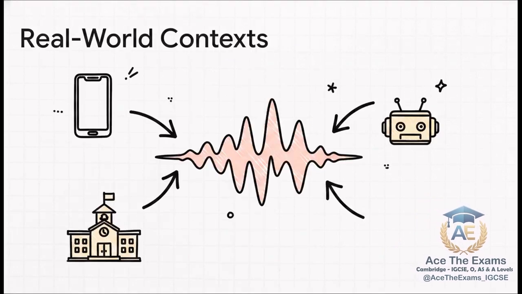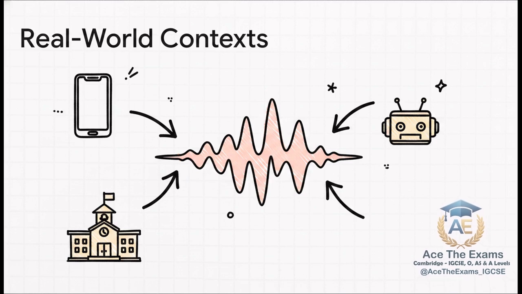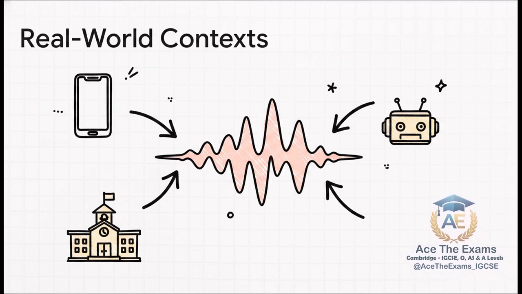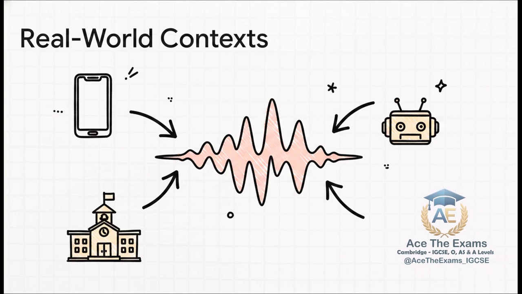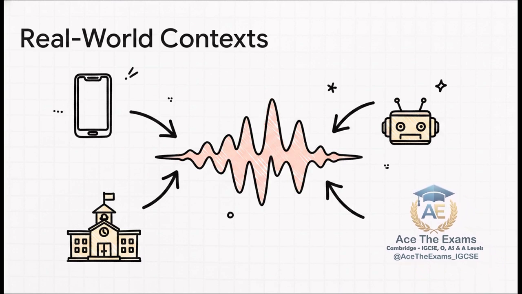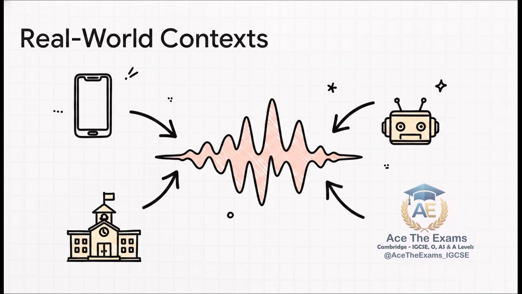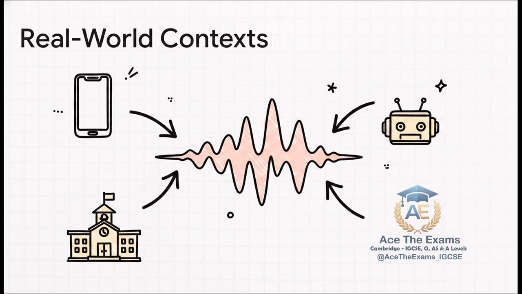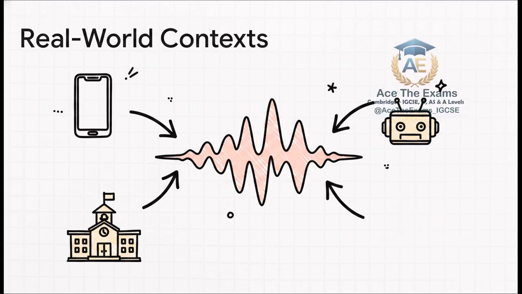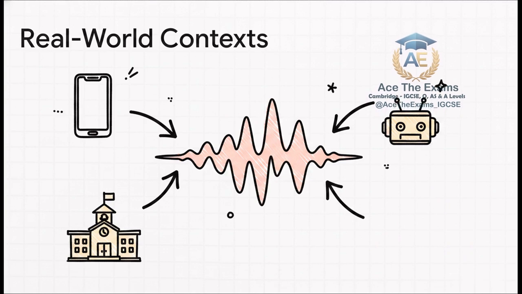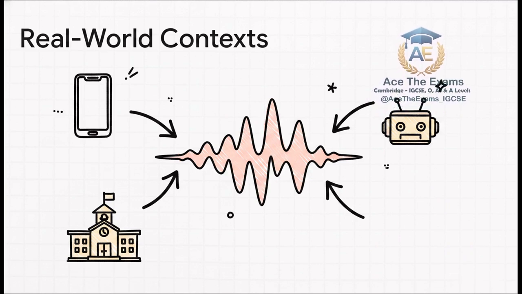Now, the absolute best way to practice this anchoring technique is through real-world transfer contexts. Things like smartphones and websites, school systems, industrial control, secure communication, or robotics and embedded systems. Sound sampling happens in literally all of these domains. But here's the kicker. The reason for using it and the consequences of choosing a high or low sampling resolution change entirely depending on the scenario.